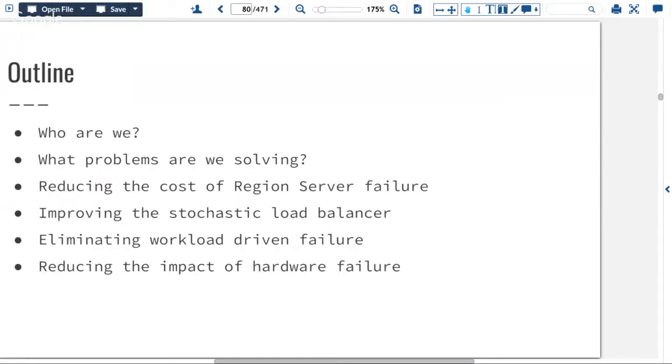So overall for this talk, I'm going to start off with who is HubSpot, who is the big data team at HubSpot, what problems we're solving, how you can reduce the cost of a region server failure, improving the stochastic load balancer, eliminating workload-driven failure, and finally reducing the impact of hardware failure.